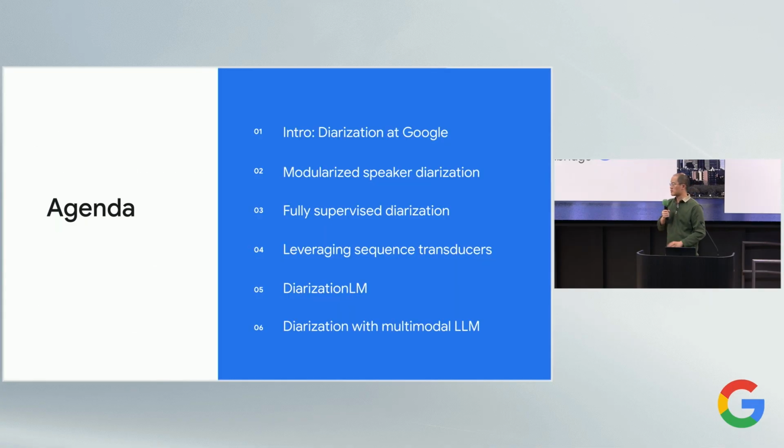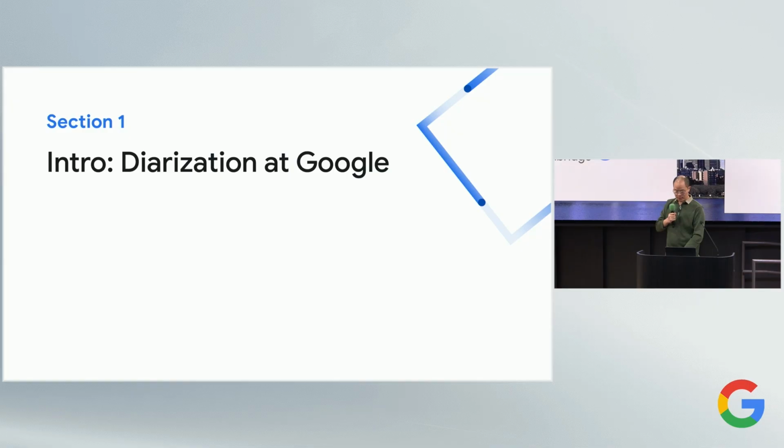Okay, so this is today's agenda. First, I'm going to give an introduction about diarization at Google. Then I'm going to talk about the four different generations of technologies we developed at Google, each leveraging different milestones of machine learning technologies. And finally, I'm going to talk about diarization with multimodal large language models, which is something we are currently working on, and we believe is the future of diarization. So let's get started with the introduction.